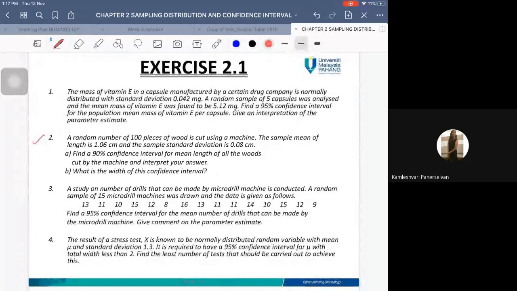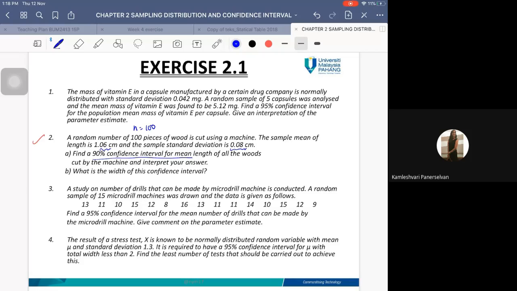So for scenario number 2, I'm not going to do the calculation. I'm just going to discuss with you. So which formula are you going to use? So we have a random sample of 100 pieces of wood cut using a machine. So what is this 100 pieces? This is our sample. So we have n equal 100. The sample mean of length is 1.06 and the sample standard deviation is 0.08. So if I wanted to find a 90% confidence interval for the mean, which formula do I have to use? Formula number 1, number 2, or number 3?